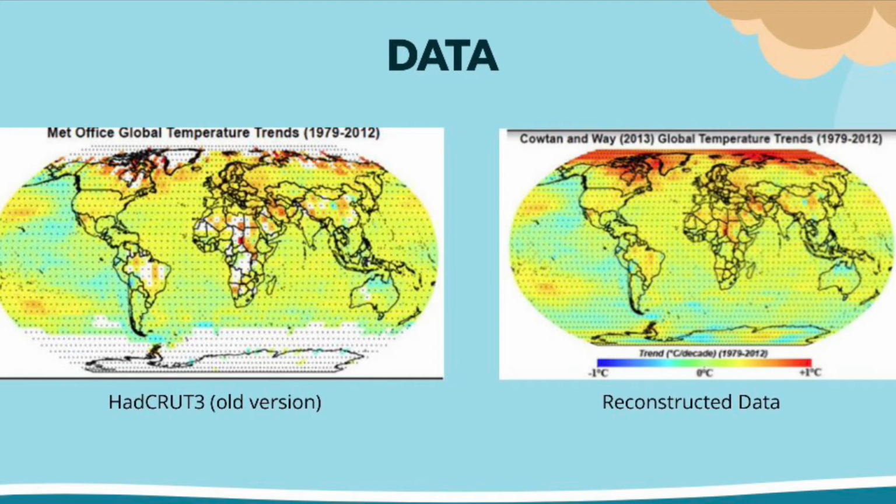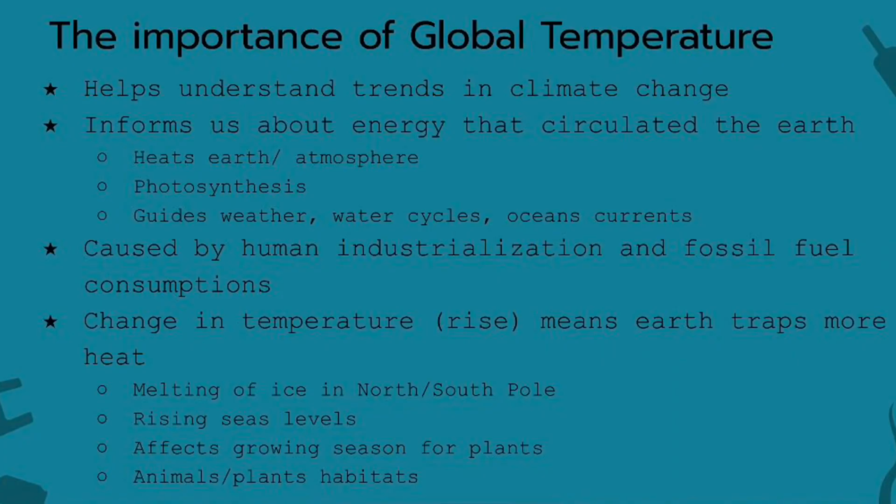And these data gaps can lead to issues because the Earth doesn't warm evenly. Different parts warm faster than others. The Arctic warms twice as fast as the global average, so if you don't include that, it's really going to skew your data. Why is global temperature important?